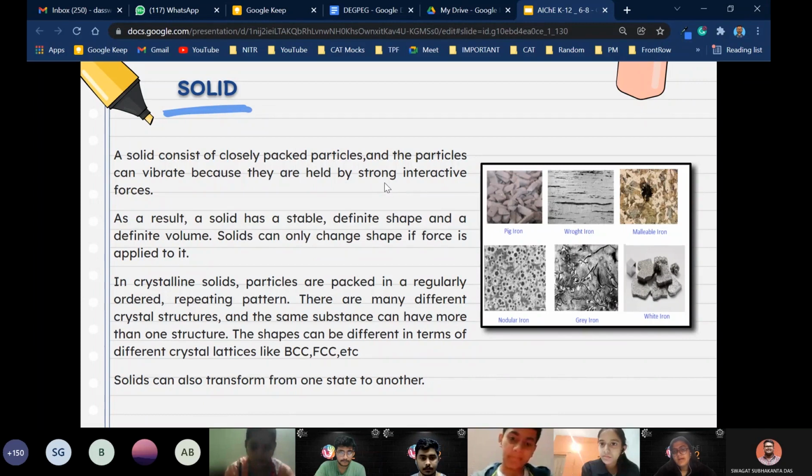This is the reason why iron has different forms like pig iron, wrought iron, malleable iron, nodular iron, gray iron, and white iron. I can give you some examples about these shapes. You will learn about it in higher classes. They are known as the body-centered lattice, face-centered lattice, and also one more example is edge-centered lattice. Solids can also transform from one state to another. Next slide.